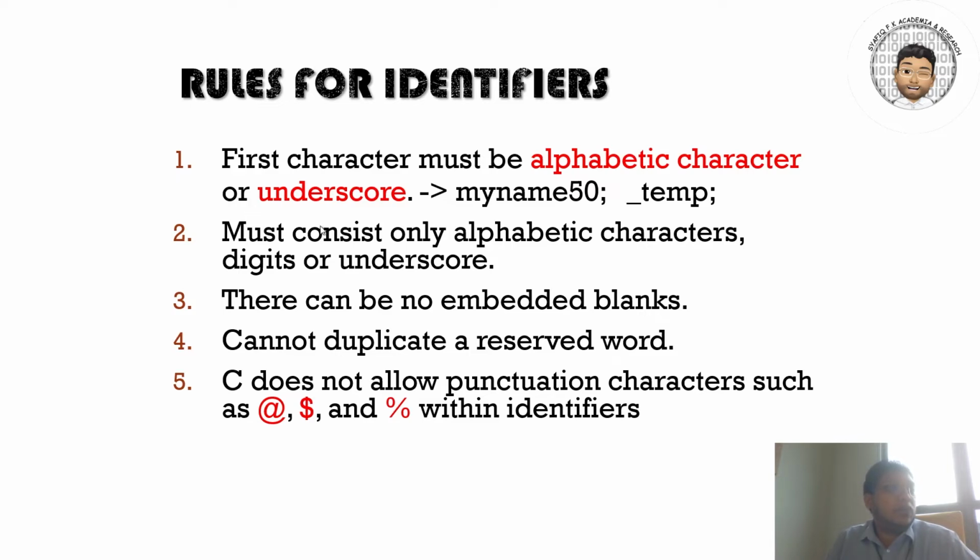So there are rules for identifiers, like variables or constants. They must be alphabetical characters or underscore. Alphabetic with numbers also can, and you can add underscore. No other symbol other than underscore is allowed. You must consist only of alphabetic characters, digits, or underscore. There can be no embedded blanks, meaning you cannot put a space within the variable. If you put a space, it counts as two variables, not one. And you cannot duplicate a reserved word like main, printf. You cannot use that one.